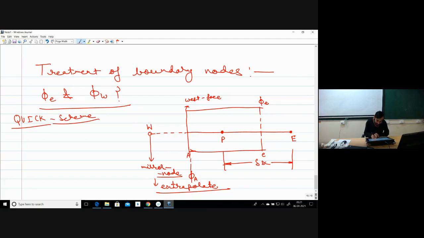Okay, what about this left face, the west face? If I have to estimate the value of phi at the west face, how can I estimate it? For the west face, I need not create any extra nodes because I have already told you that we have a Dirichlet condition. So at this point, the value of phi is already known and prescribed in the physical situation, and that is equal to A. So we will require this additional mirror node only for finding the value at the east face of this control volume.